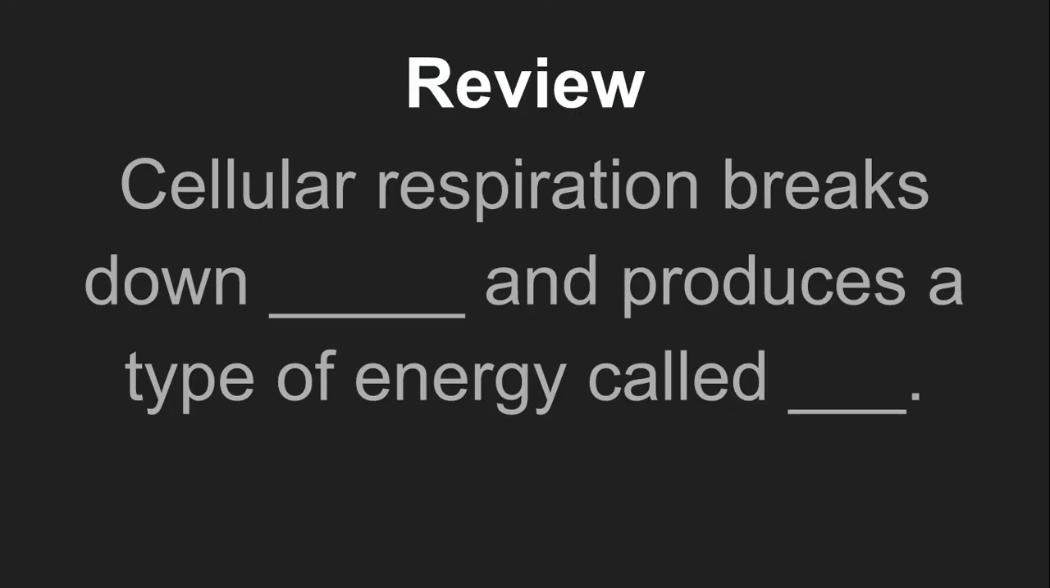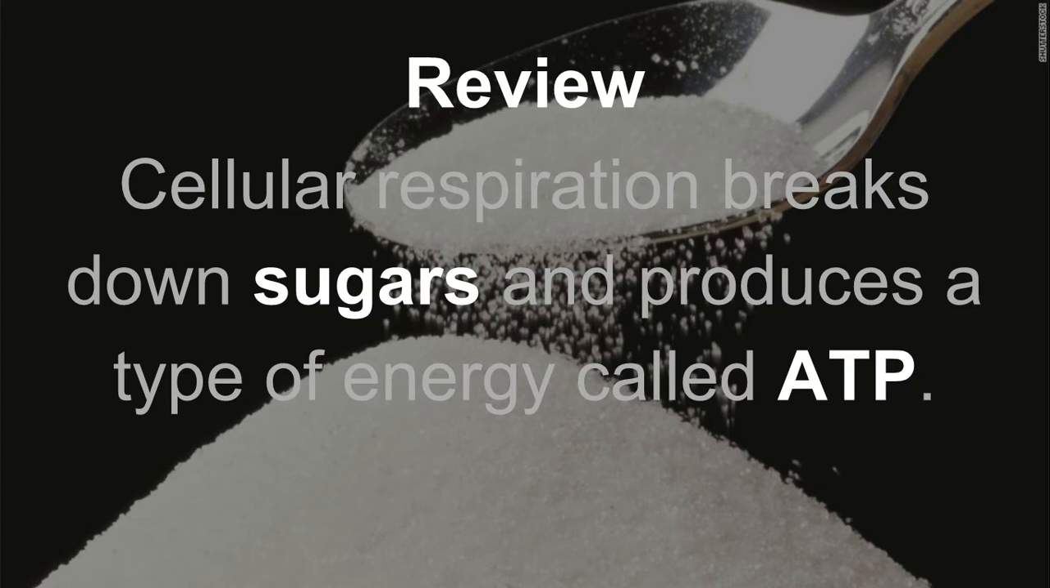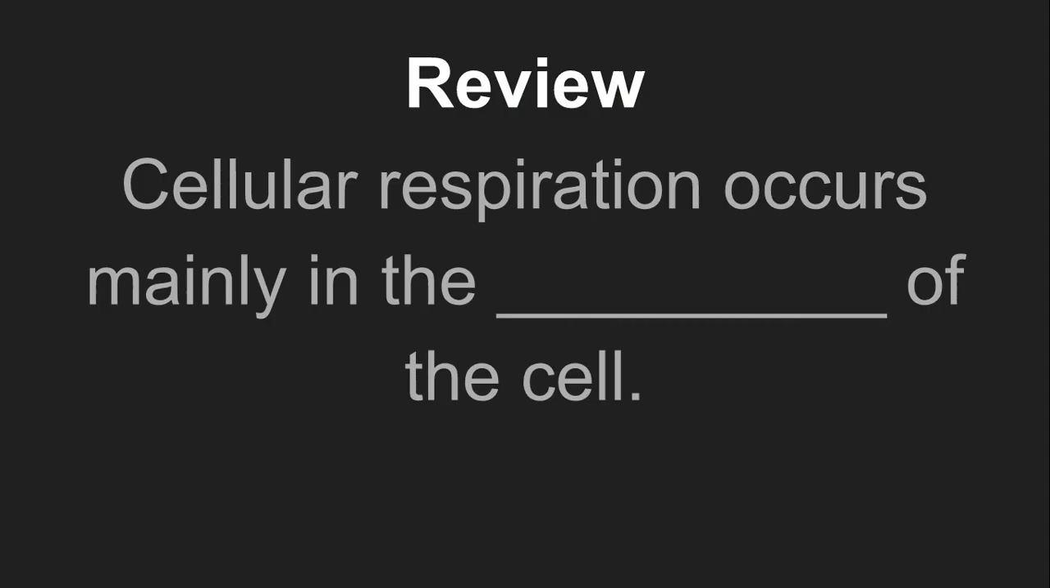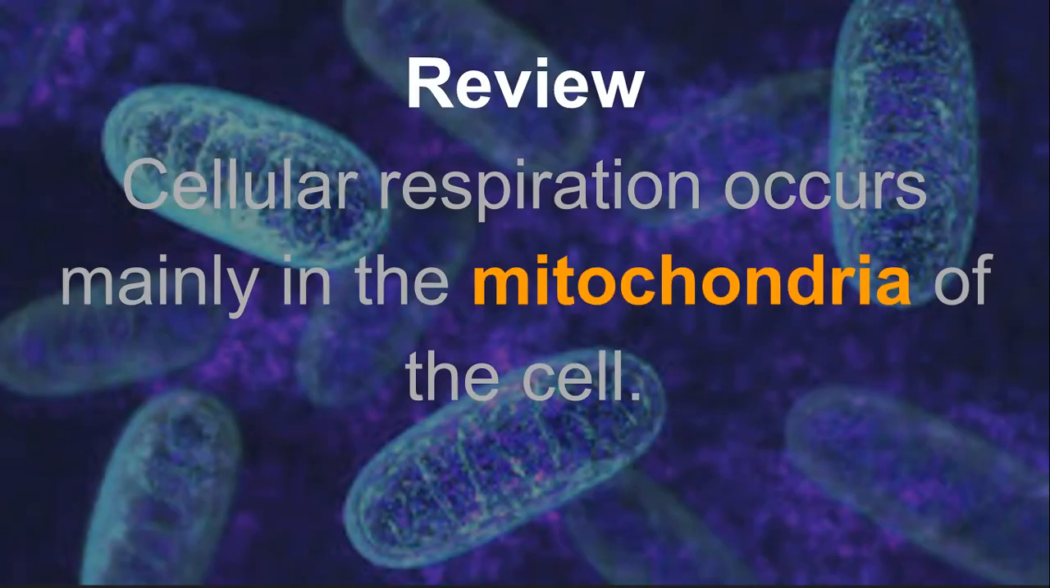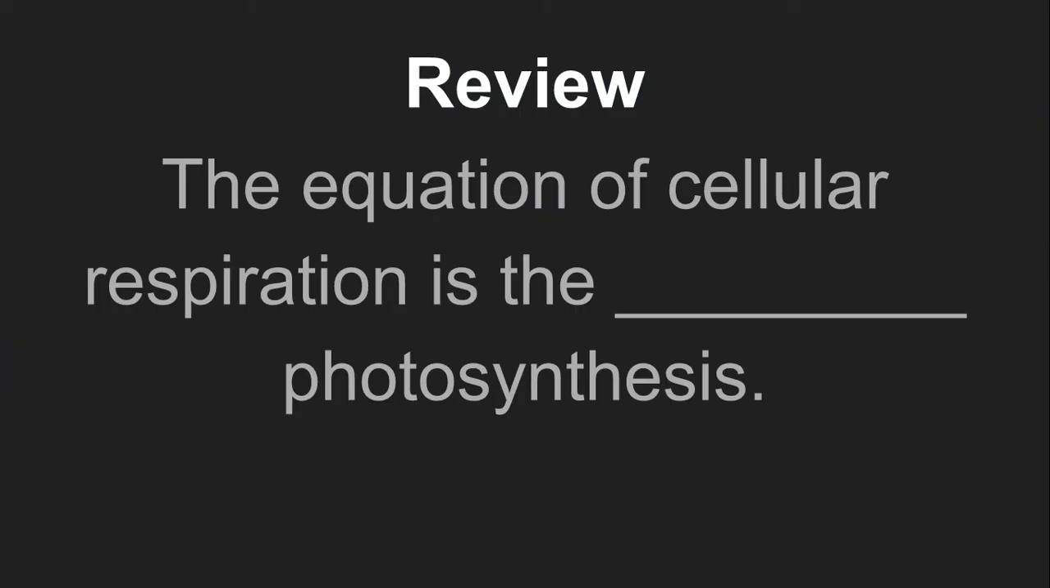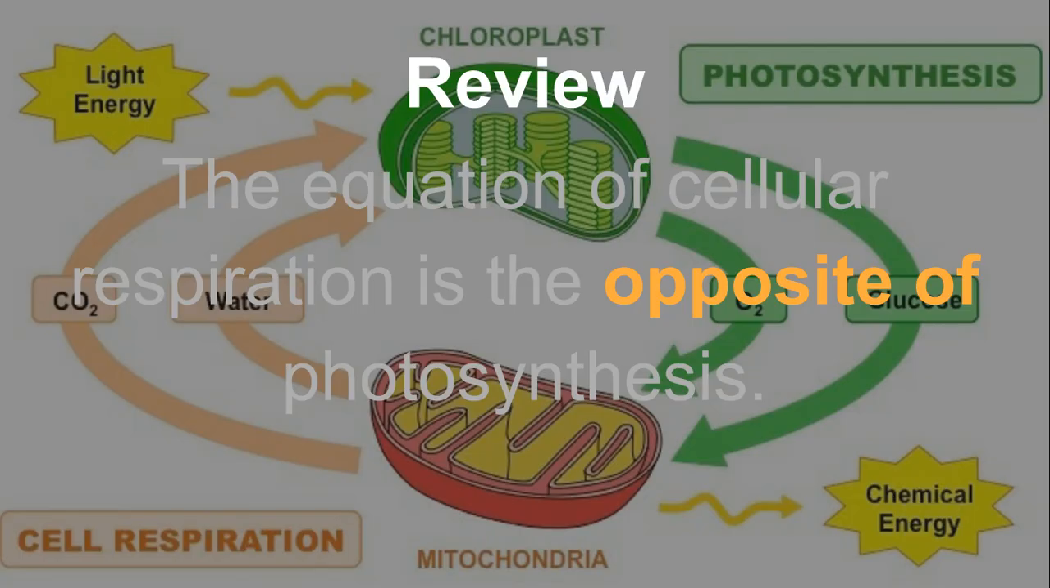So let's review really quickly. Cellular respiration breaks down blank and produces a type of energy called blank. Well, cellular respiration breaks down sugars and produces a type of energy called ATP. Cellular respiration occurs mainly in the blank of the cell. Cellular respiration occurs mainly in the mitochondria of the cell. The equation of cellular respiration is the blank of photosynthesis. Well, the equation of cellular respiration is the opposite of, or mirror image of, photosynthesis.